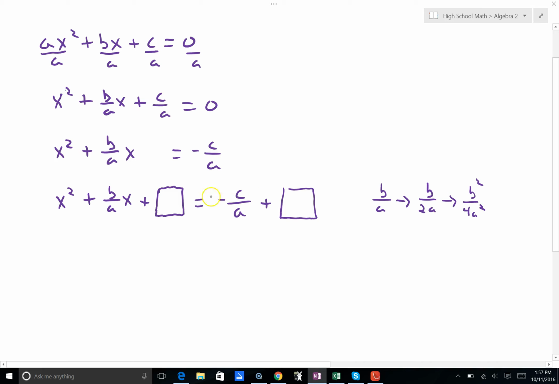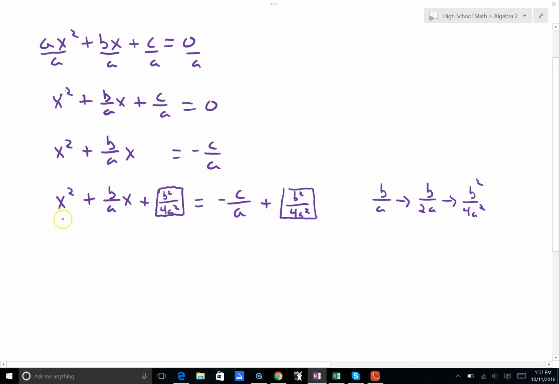Again, the box is 1/2 of the coefficient of x. Half of b over a is b over 2a. Squaring, b squared over 4a squared. So that is my box number: b squared divided by 4a squared, on both sides.